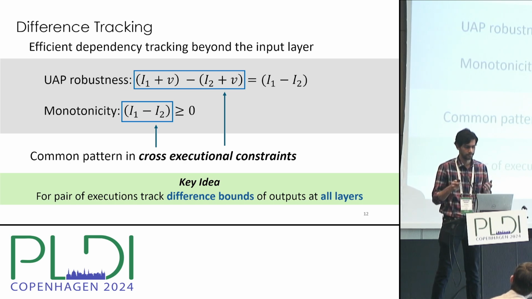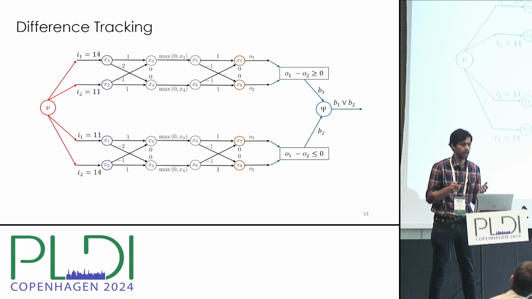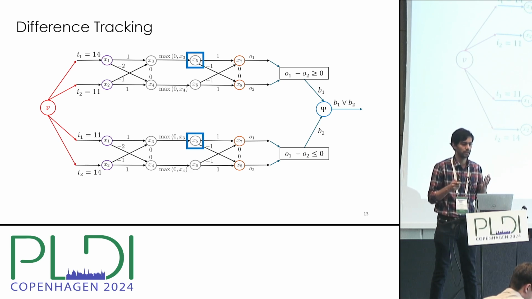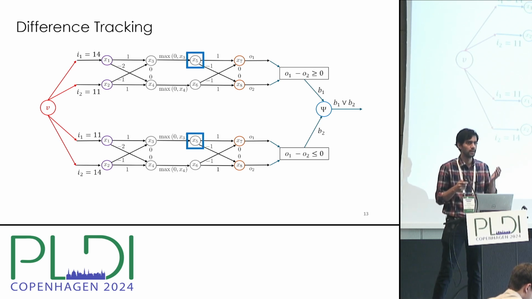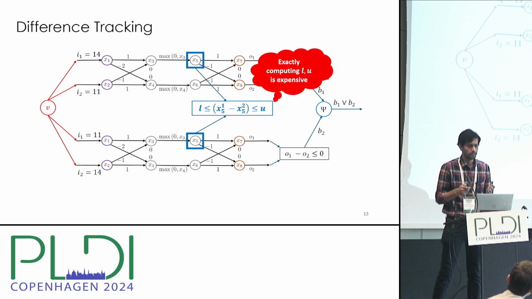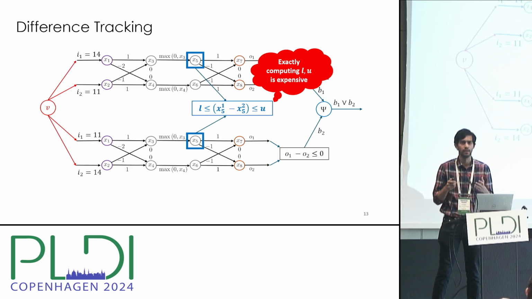And this helps us capture the cross executional dependency not only at the input layer, but at the subsequent layers as well. So, in other words, given 2 copies of the same variable from the product network, we want to compute the bounds on their difference. Now, the issue is that exactly computing these bounds can be expensive and, in the worst case, can take exponential time. Now, how to resolve this issue?